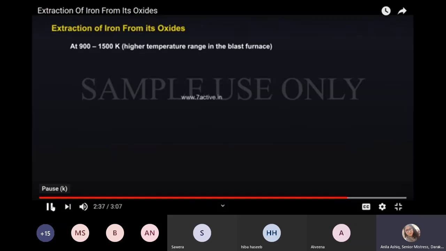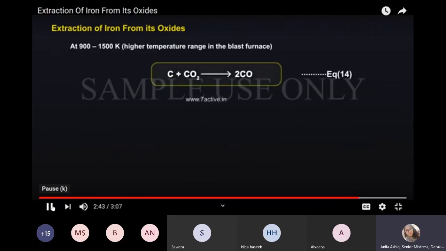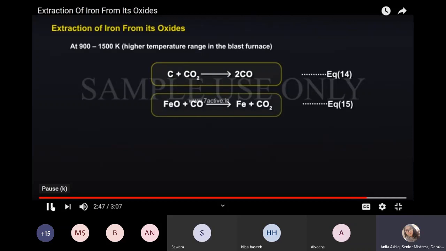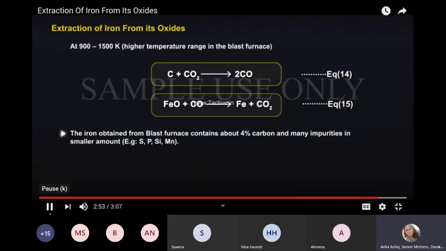Higher temperature range in the blast furnace. C plus CO2 gives 2CO, equation 14. FeO plus CO gives Fe plus CO2, equation 15. The iron obtained from blast furnace contains about 4% carbon and many impurities in small amount.